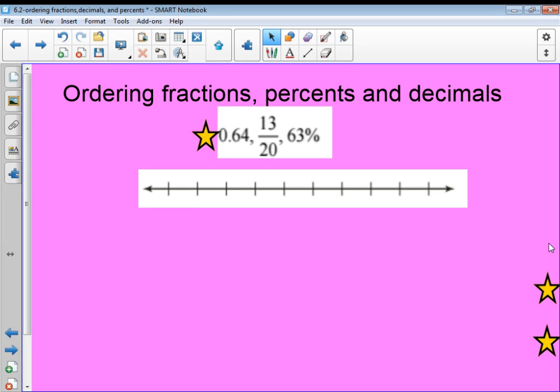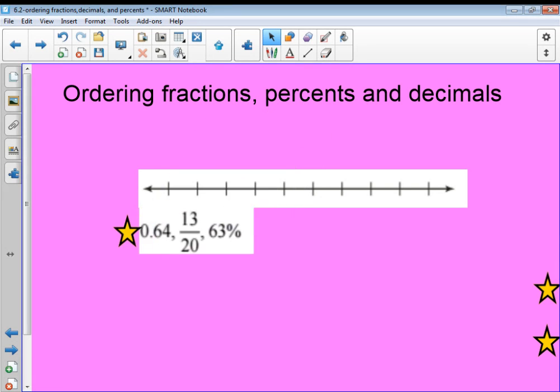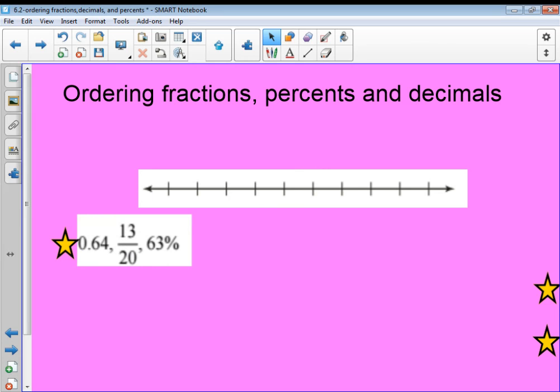Okay, so I have 64 hundredths, 13 twentieths, and 63%. I want to be able to put them into a number line. So I'm going to decide that I'm going to take these and put them into decimals. Okay? So my 0.64, I'm going to leave that. So I have 0.64.